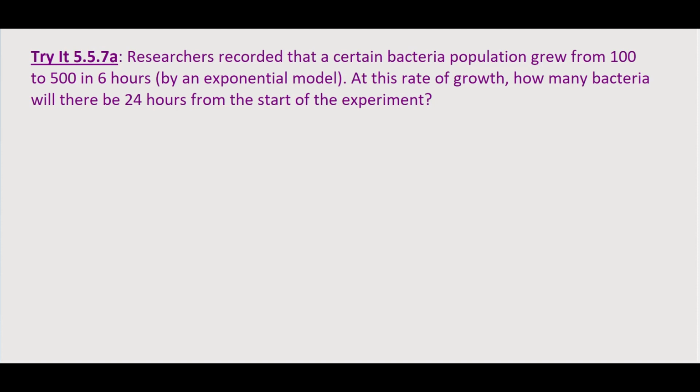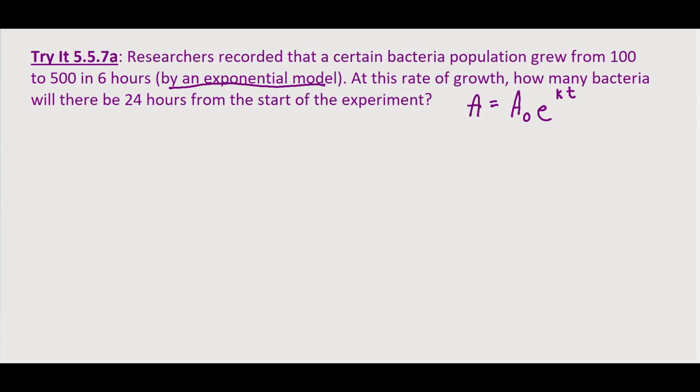So what formula are we using if it's bacterial growth by an exponential model? Well, we're going to use A equals A naught e to the KT. So the ending number of bacteria is going to equal the original number of bacteria times e to the KT, where K is the constant rate of growth and T is the amount of time, in this case in hours.